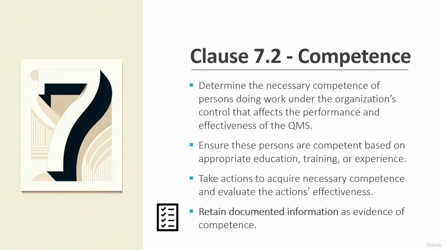Here we are talking about the necessary competence for people doing jobs that affect the performance and effectiveness of the quality management system. Those people need to have proper competence to do their job. Competence can be determined based on education, training, or experience. If there is a lack of competence, then the organization needs to take necessary action to provide the competence and evaluate the effectiveness of that action.